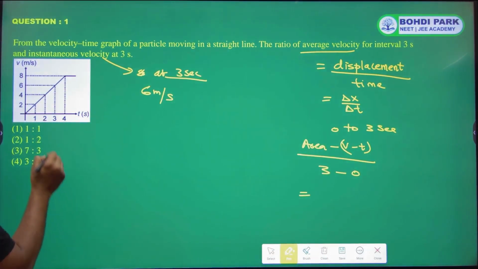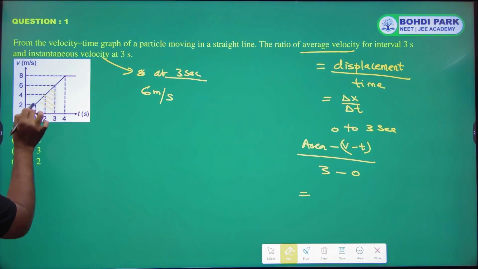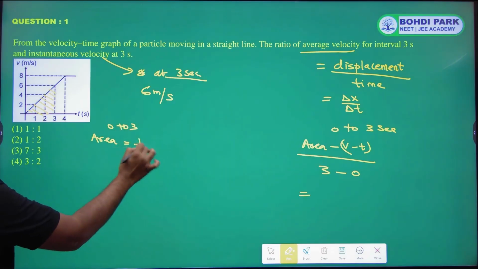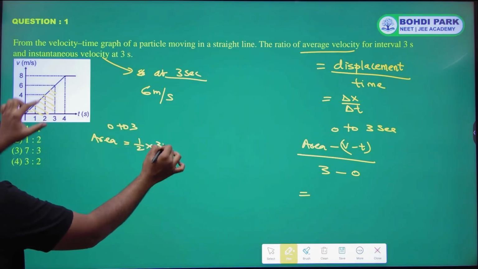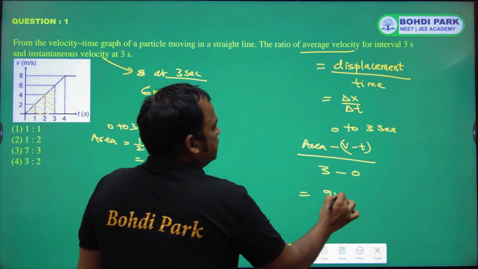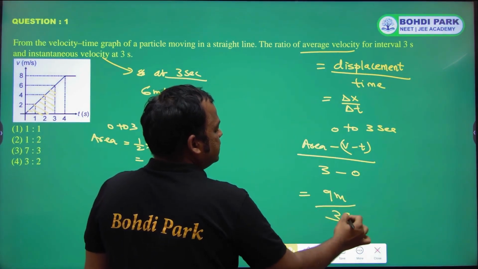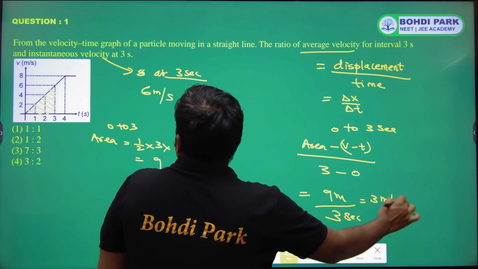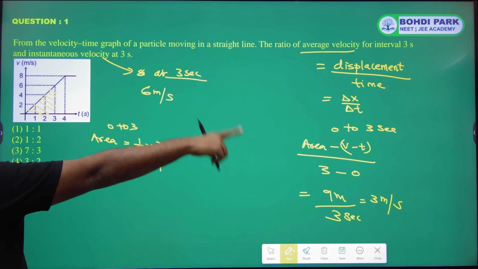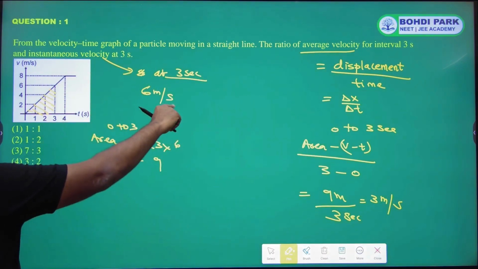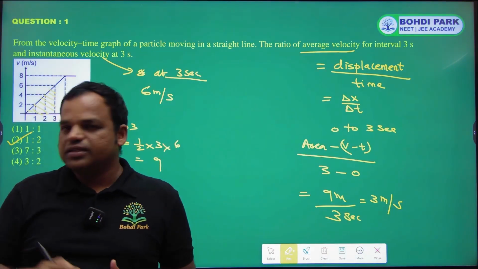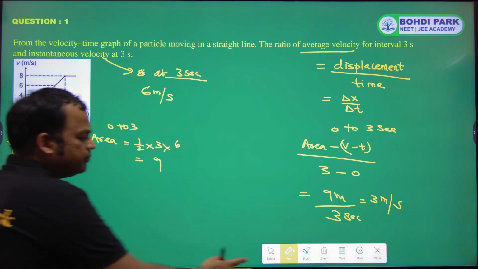So 0 to 3, this will be the area. So this area is equal to half into base into height. So this will be 9. So displacement is 9 meter, time is 3 seconds. So this is 3 meter per second. So average velocity is 3, instantaneous velocity is 6. So 3 by 6 or 1:2. That's our answer. Now next question.